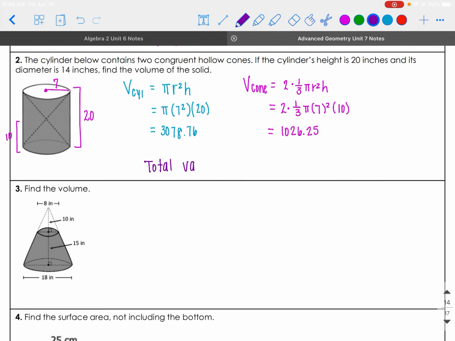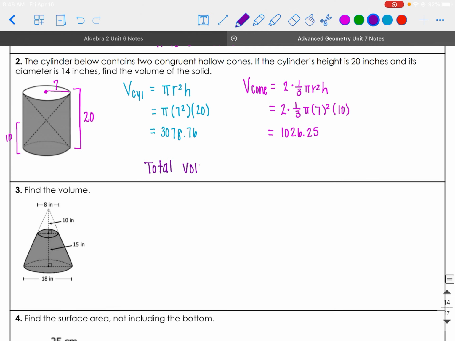So the total volume, we have to subtract because we have this cylinder and we're taking out the cones. And we get 2,052.51 inches cubed.